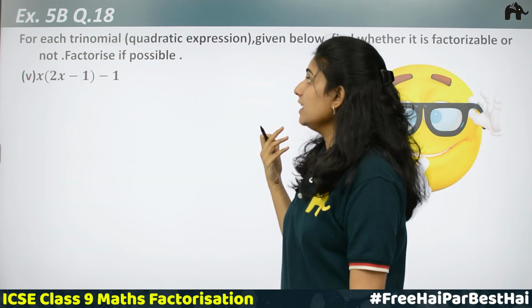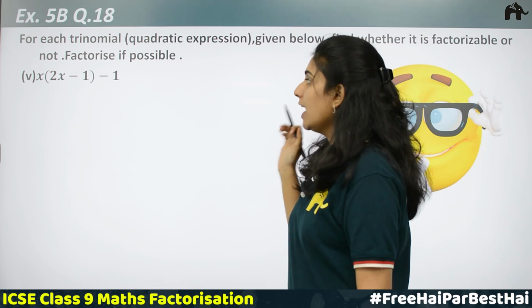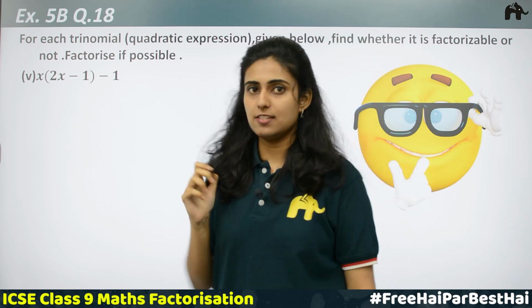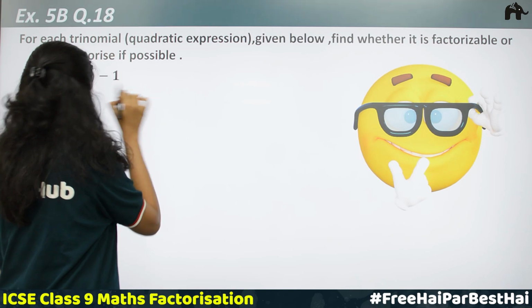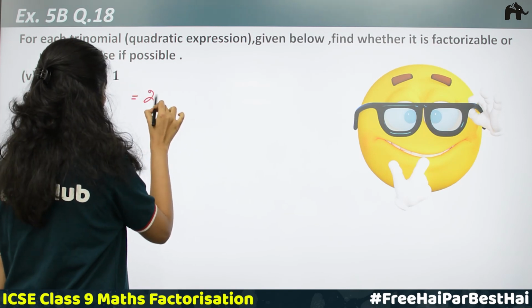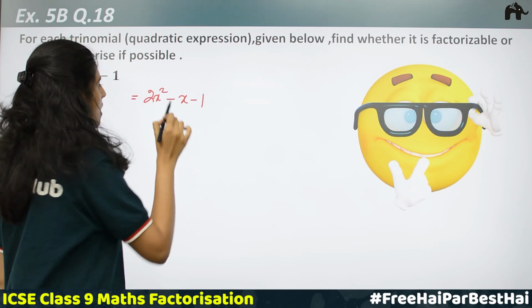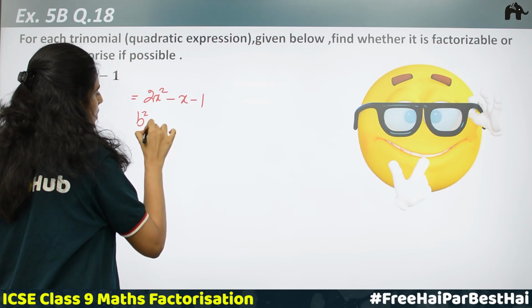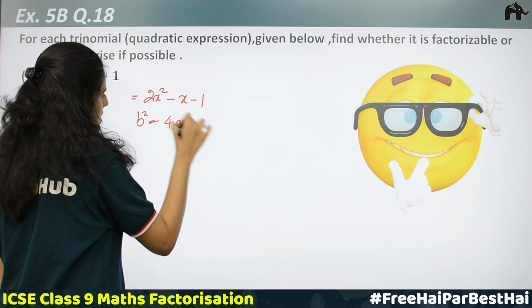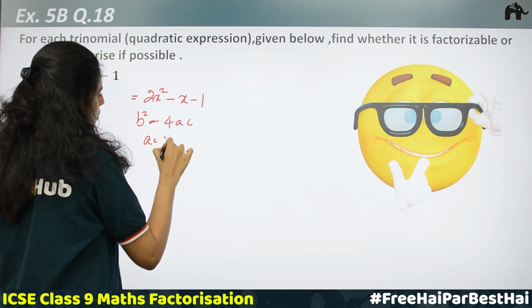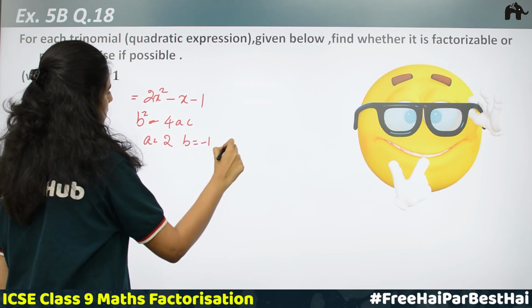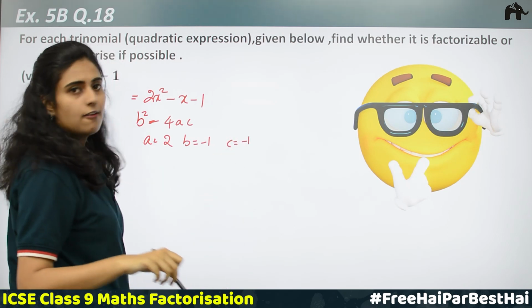So here question 18, exercise 5B, sub question 5, x into 2x minus 1, minus 1. So this can be written as, removing the brackets and multiplying, we get 2x square minus x minus 1. Okay. Now we need to find what is b square minus 4ac. Here a is equal to 2, b is equal to minus 1, c is equal to minus 1.